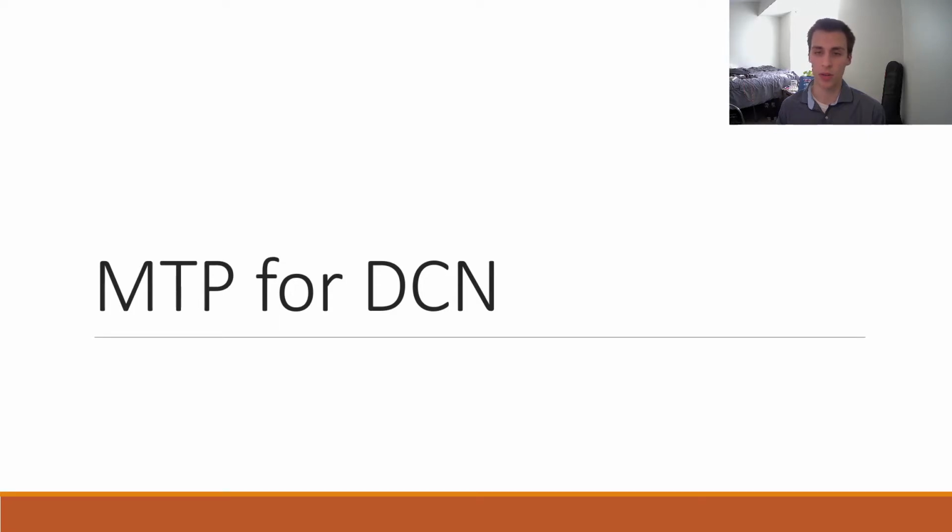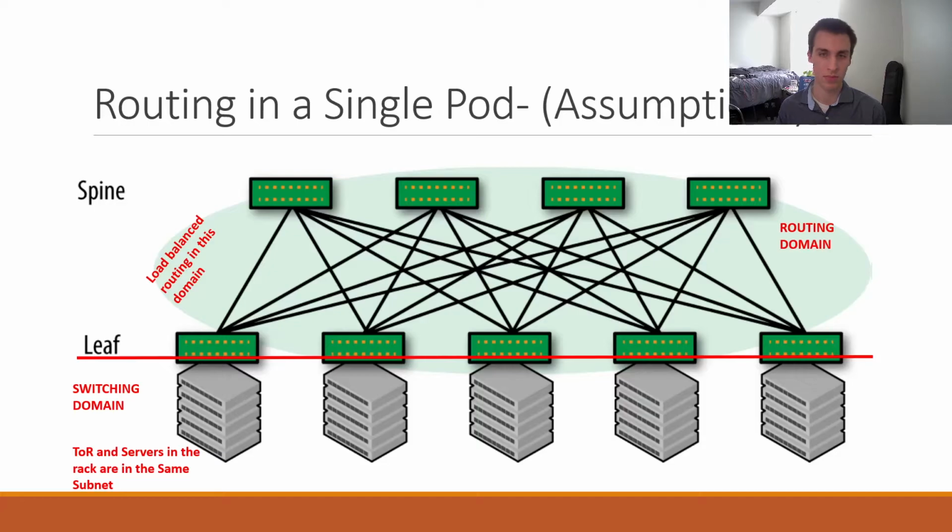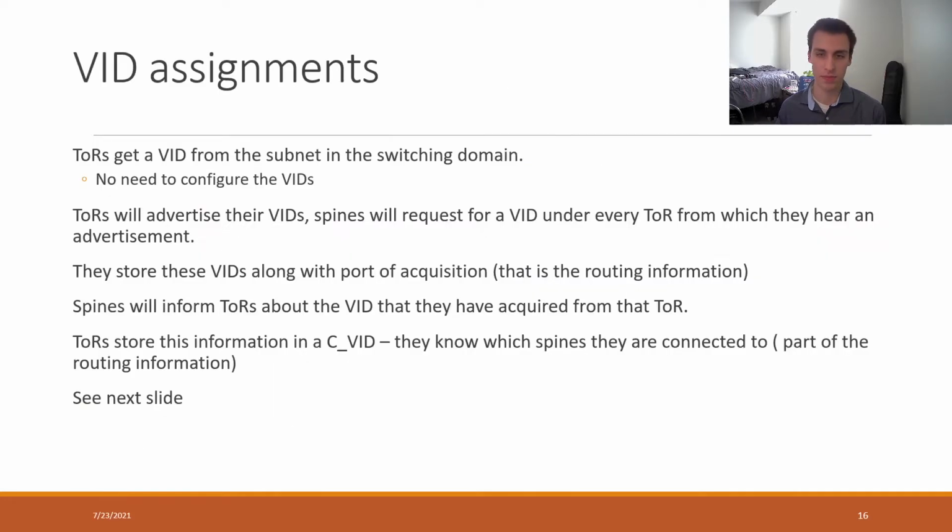Okay, so now we can talk about MTP for data center networks. Here's the same folded Clos topology that we saw before. The red line separates the routing domain and the switching domain at the leaf level. The traffic in the routing domain is load balanced. The TOR, or top of rack switch, gets its VID automatically from the network ID of the switching domain. So that way, there's no need to configure anything.